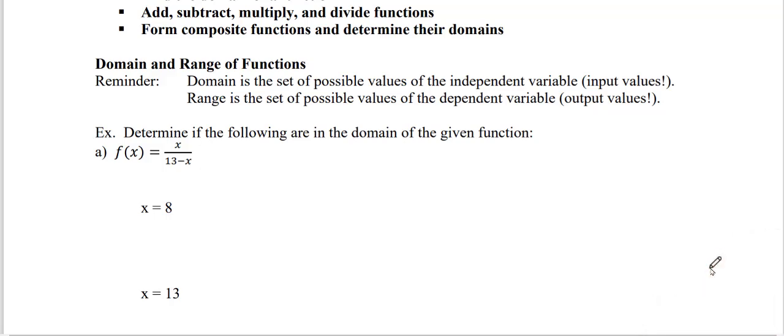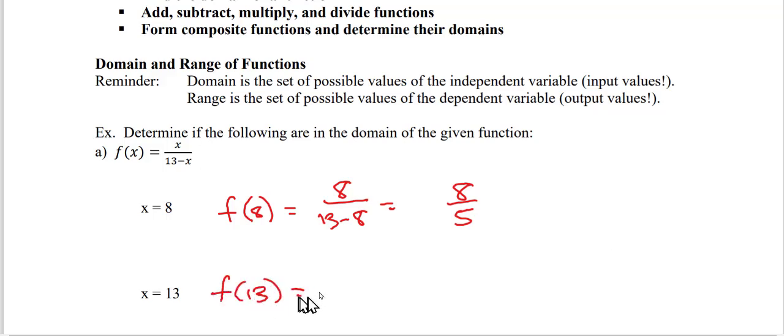Let's look at a couple of examples here. It says determine if the following are in the domain of the given function. Well, one way we can do that is we can check to see if when we plug in the value, we have any issues. So we plug in 8 for x here. We get 8 over 5. No problems, right? We have an input of 8, an output of 8/5. That doesn't seem to be a problem.